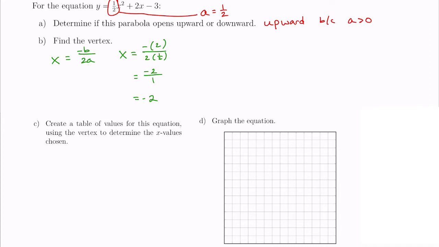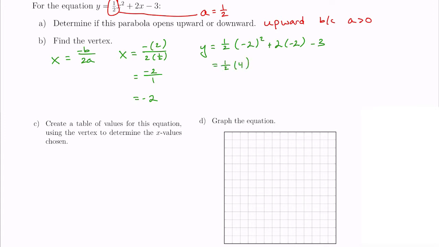Now that we know the x-coordinate, we need to calculate the y-coordinate using the original equation. So y will equal 1/2 times the quantity -2 squared plus 2 times -2 minus 3. Order of operations, I'm going to take care of that square first. Since the negative is inside the parentheses with the 2, -2 squared is positive 4, so I get 1/2 times 4.